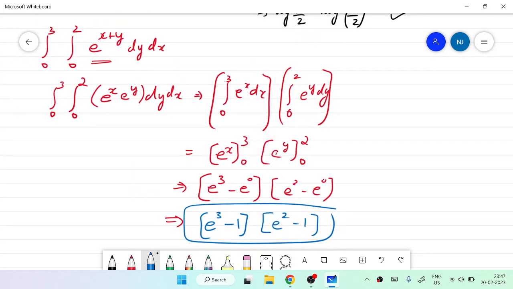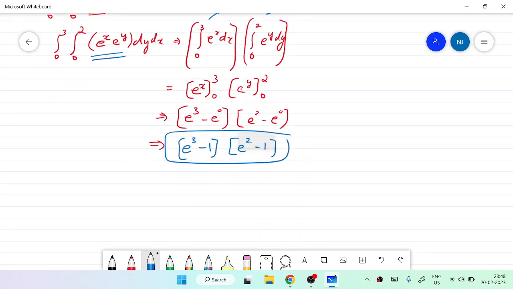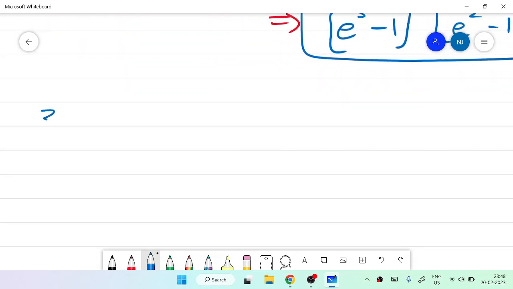See, you are having a question like this. You are splitting that into e power x into e power y, splitting the terms and the limits like this, and then you are integrating, and then you are substituting the upper limit minus lower limit. You are getting this value. Understood? Then we are going to see another problem.